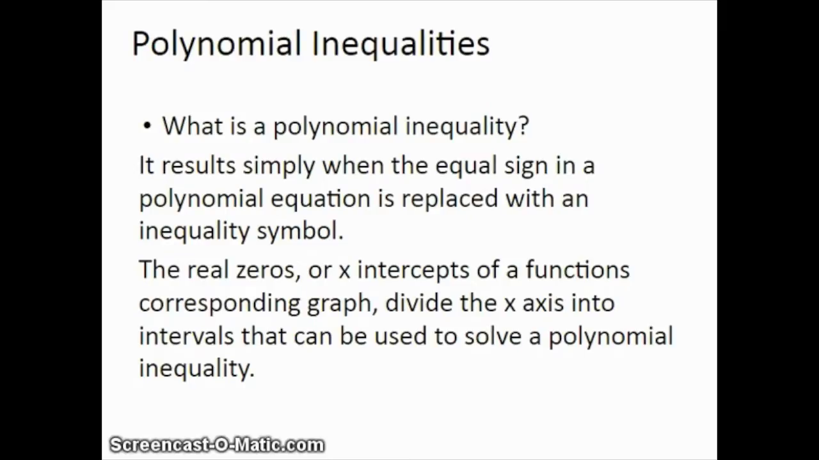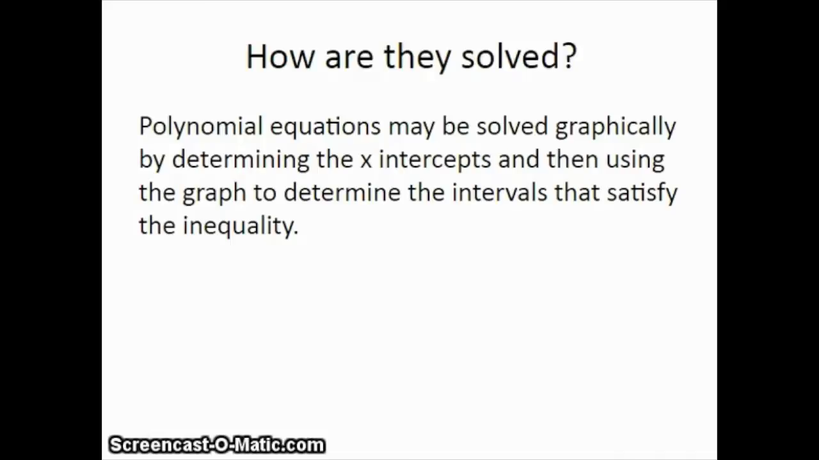So what is a polynomial inequality? It results simply when the equal sign in a polynomial equation is replaced with an inequality symbol. The real zeros, or x-intercepts of a function's corresponding graph, divide the x-axis into intervals that can be used to solve a polynomial inequality. So how are they solved? Polynomial inequalities may be solved graphically by determining the x-intercepts and then using the graph to determine the intervals that satisfy the inequality.